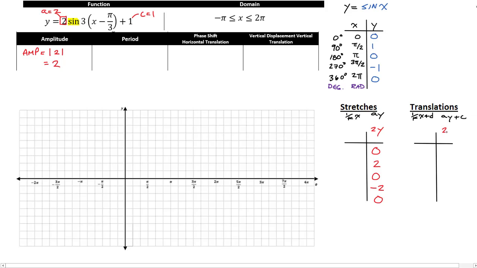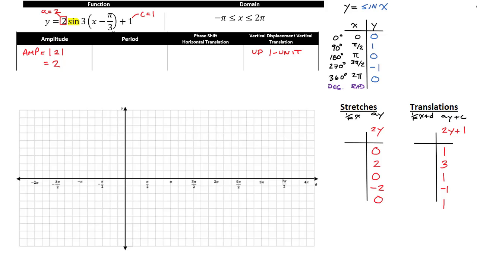So we're going to take that 2 times y, and we're going to add 1 to it. So this is 1, 3, 1, -1, and 1. All right, so now I can, without even worrying about the x's yet, let me write that down here. If someone says, I want you to describe it, just state that you're moving up 1 unit. Okay, that'll do just fine.